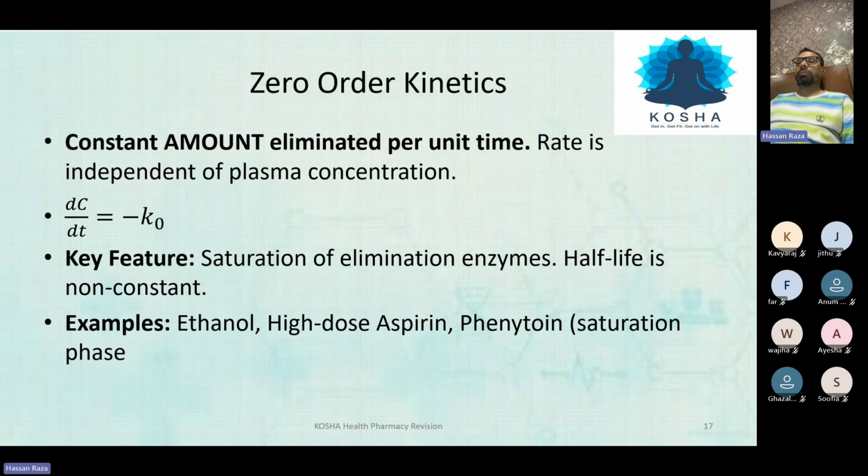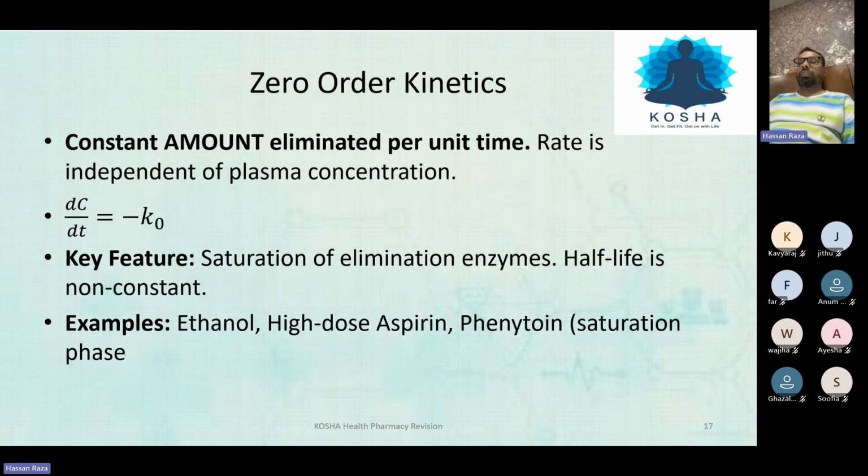What is meant by zero order? If any chemical reaction or metabolic reaction is not dependent on the concentration of the reactant, then it will be called zero order. But if any chemical reaction or metabolic reaction is dependent on the concentration of the reactant, then it will be called a first order kinetic reaction.